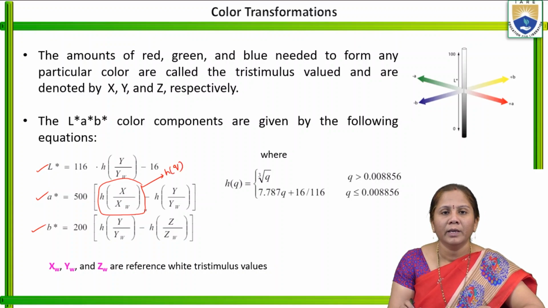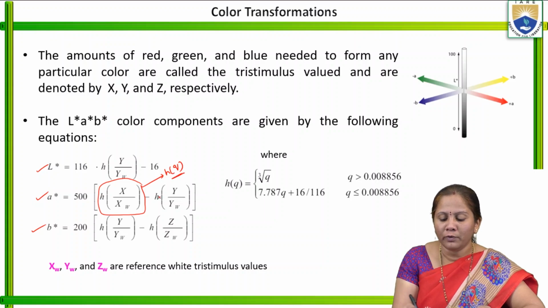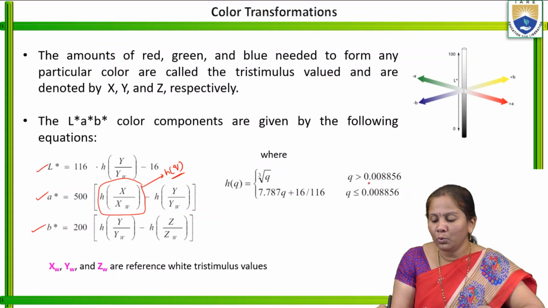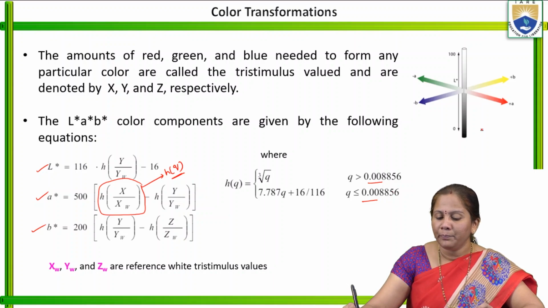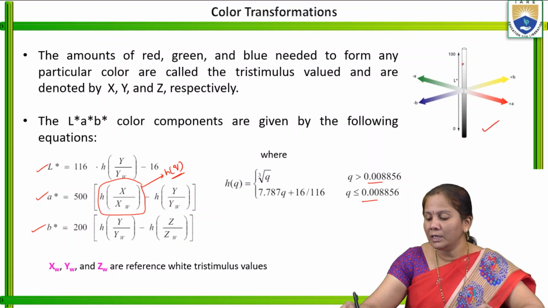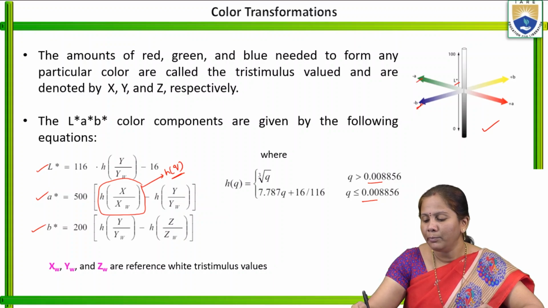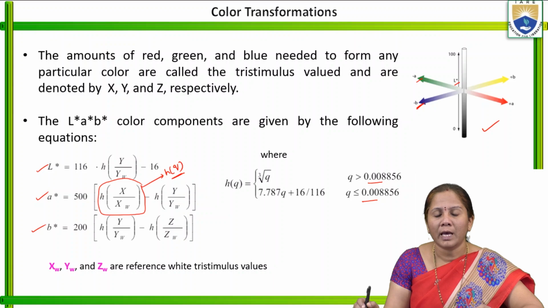XW. So what this H of Q says means cube root of Q, where if Q is greater than 0.008856, it is 7.787 Q plus 16 by 116 if the value of Q is less than or equal to 0.008856. So here we have to consider, which represents this L, A, B, and it shows the axis to what extent the color need to be enhanced.